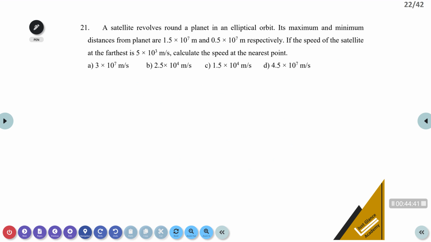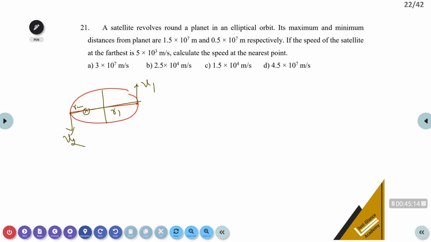Next. A satellite revolves around the planet in an elliptical orbit. Its maximum and minimum distances are given. This is the maximum, at this point maximum. Here your sun is there. This is the distance, and this is the minimum distance. At this point velocity is v1, at this point velocity is v2. At this distance is r1 and this distance is r2.